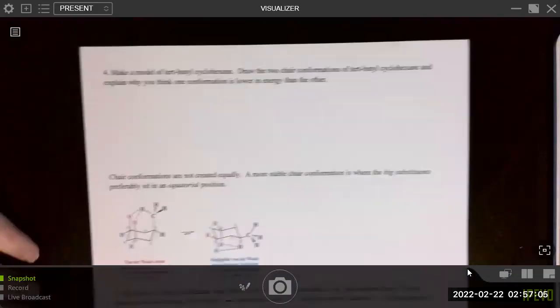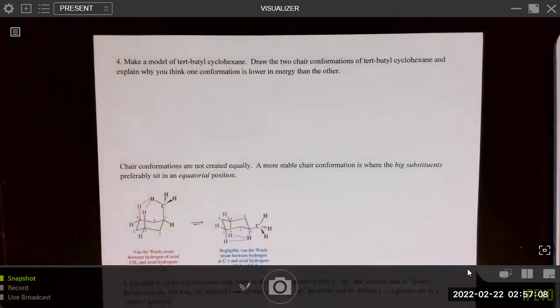So the next question says, make a model of tert-butyl cyclohexane. And so you can use your model kit to make a model. Draw the two chair conformations of tert-butyl cyclohexane and explain why you think one conformation is lower energy than the other. Okay, so we can go ahead and draw two different chair conformations of cyclohexane.